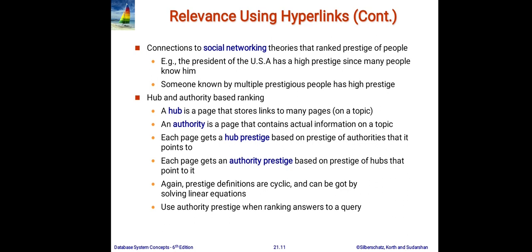Each page gets a hub prestige based on the prestige of the authorities that it points to. Means hub prestige is what? It will store links based on the prestige of the actual information. It's a link provided to the actual authority information. Each page also gets an authority prestige based on the prestige of the hubs which point to it. So this will basically be a cyclic definition. If you try to see this, it will be a cyclic graph, or a cyclic linear equation. We will solve a linear equation.